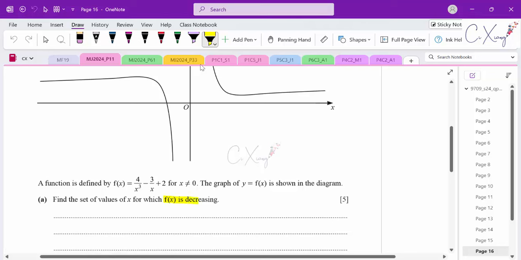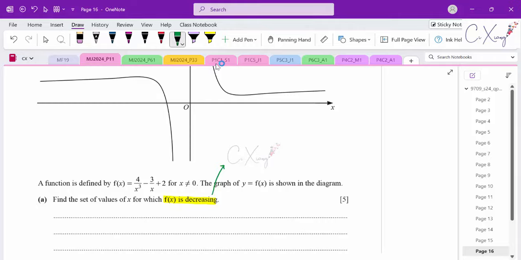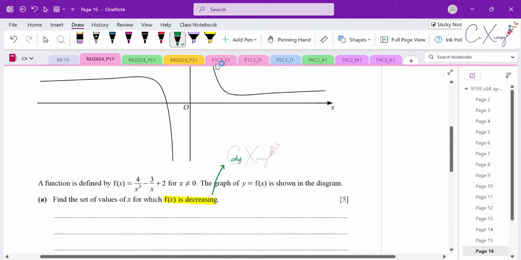When we are talking about a function decreasing or increasing, basically we are looking at the gradient of the tangent. If your tangent is going up, that means your gradient of tangent is positive and your function is increasing. And now they're looking for f(x) decreasing, that means your gradient of tangent should be negative.